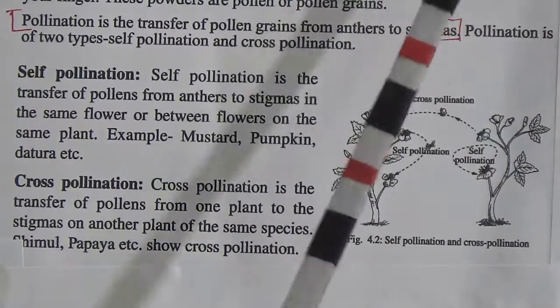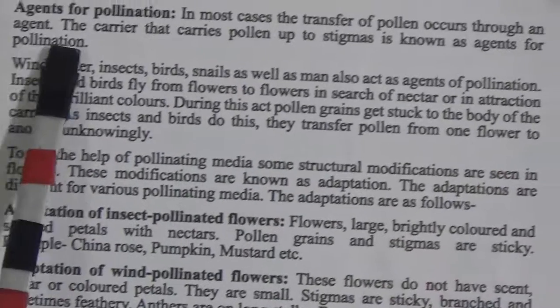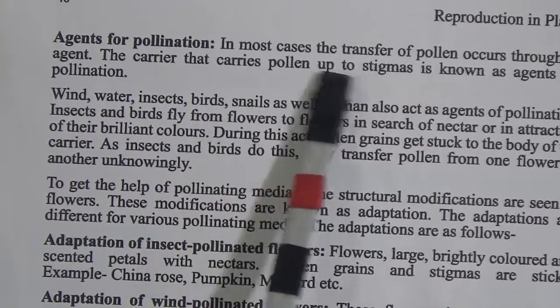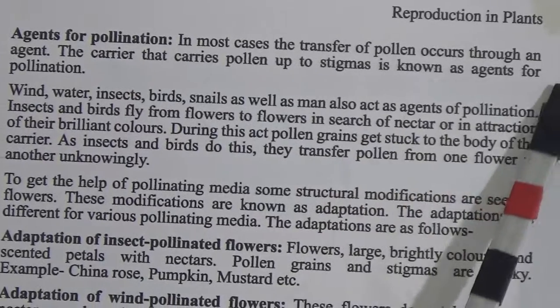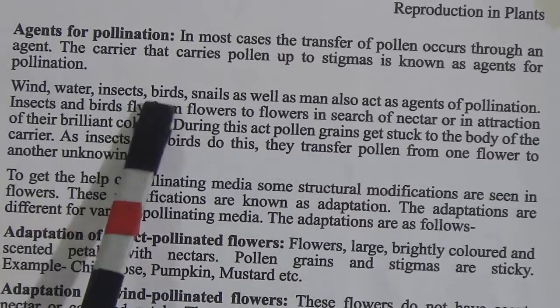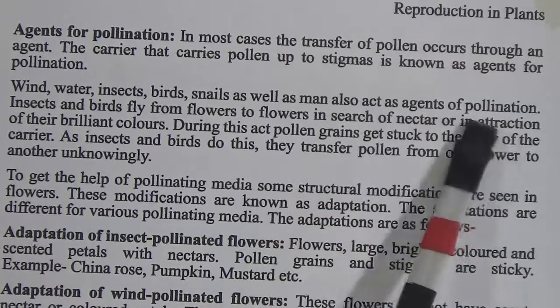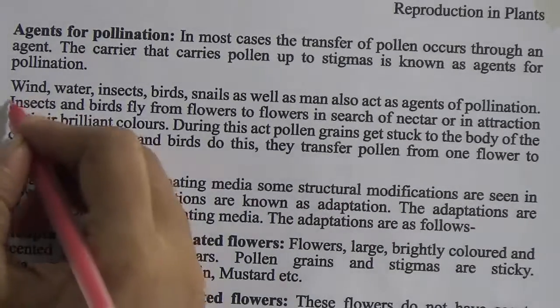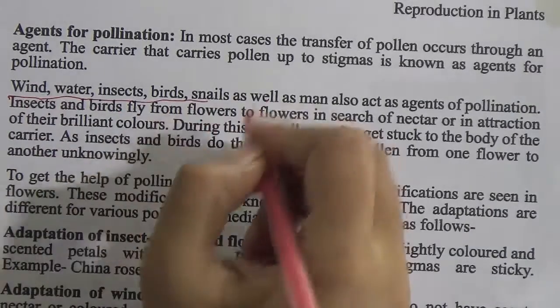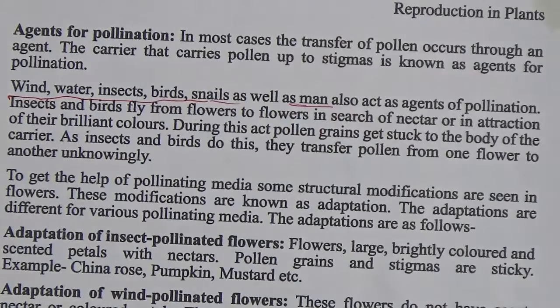Now come to the agents for pollination. In most cases, transfer of pollen occurs through an agent. The carrier that carries pollen to the stigma is known as an agent for pollination. Wind, water, insects, birds, snails, as well as humans act as agents of pollination. You have to learn these agents' names.